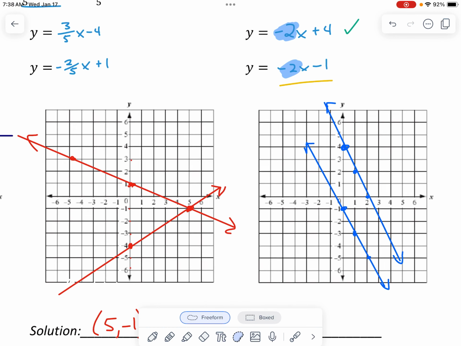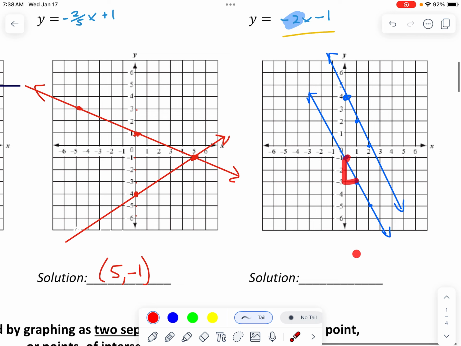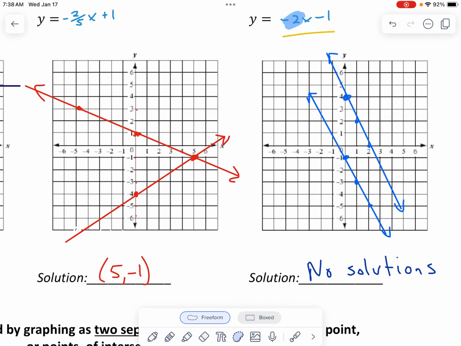It looks just like that. Okay, one starts at a positive 4, goes down 2 over 1, down 2 over 1. The other one starts at negative 1, goes down 2 over 1. Okay? And so these are parallel lines, which means that there are no solutions.